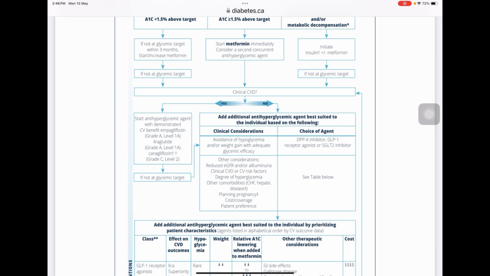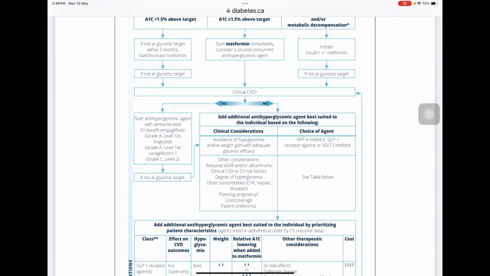health. So if the patient is, let's say, not at a good glycemic target even now, what are we going to do? Add an additional anti-hyperglycemic agent best suited to the individual based on the following: clinical consideration, avoidance of hypoglycemia, weight gain, with adequate glycemic efficacy. So we need to give DPP-4 inhibitors or GLP-1 receptor agonists or SGLT2 inhibitors. We'll look into what exactly the medications are and what medications they have in their classifications.